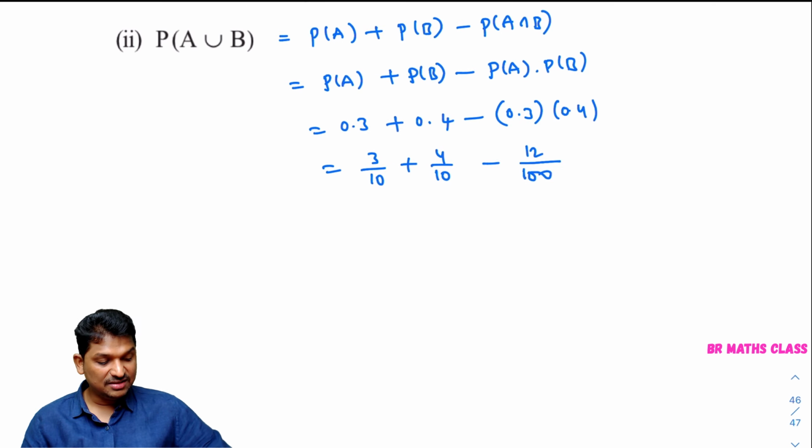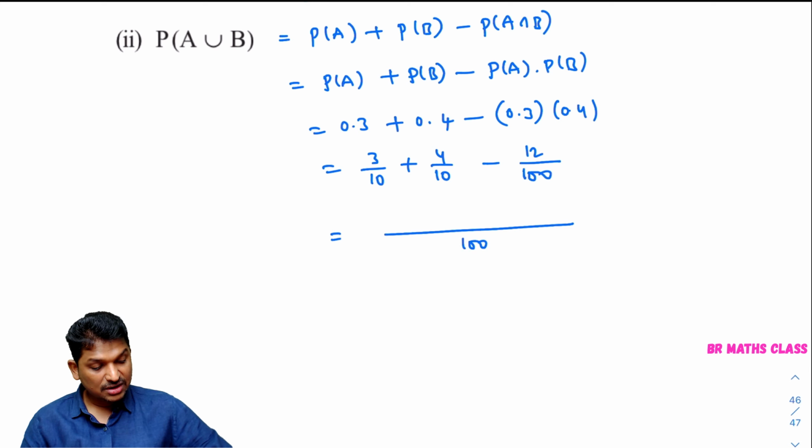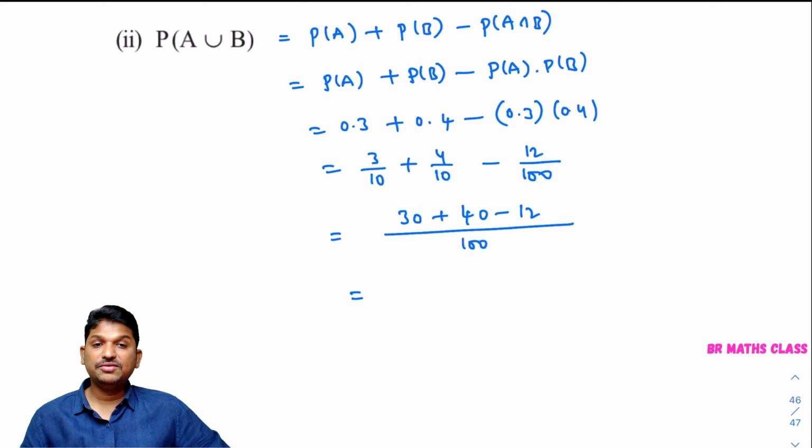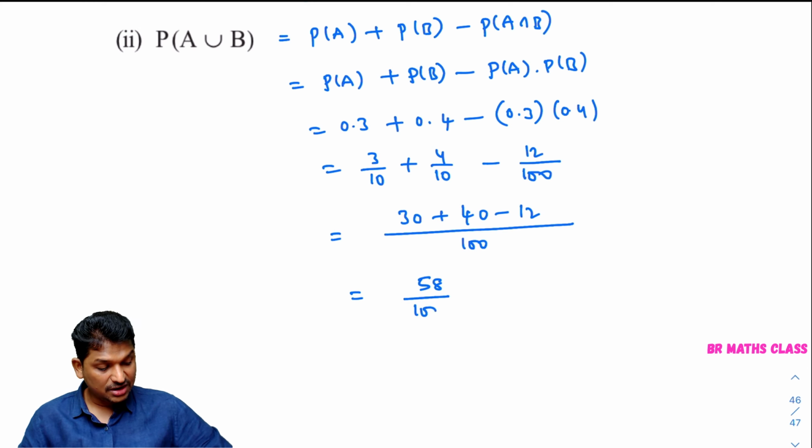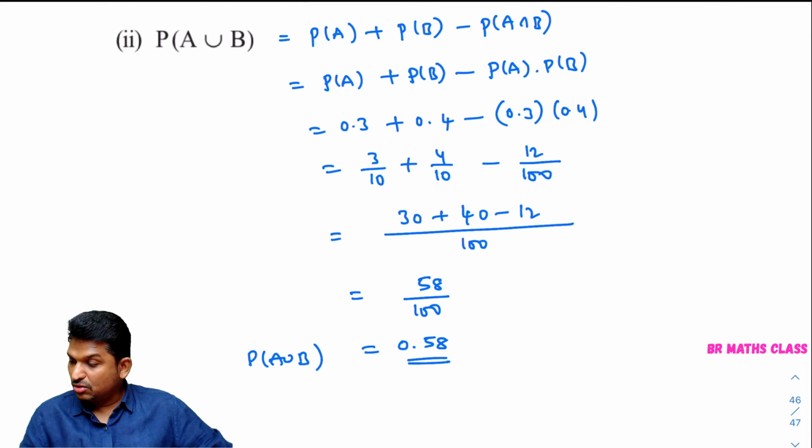3 by 10, 4 by 10, that is 12 by 100. Okay, what is the LCM? LCM is 100. 10 times 3 is 30 plus 40 minus 12. 30 plus 40, 70, 70 minus 12, 58. 58 by 100. 58 by 100 is 0.58. So we got that probability of A union B equals 0.58. Correct answer we got, right?